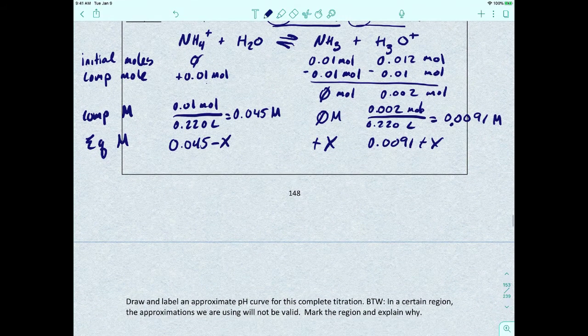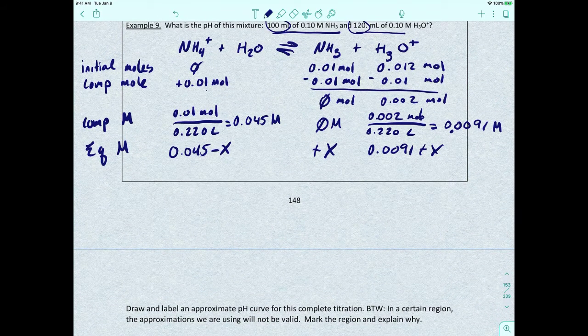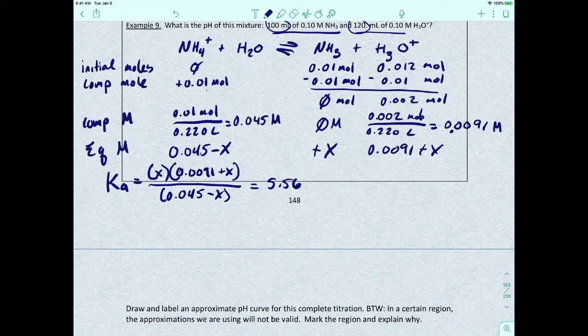All right, so if we set up our Ka expression, Ka would be equal to the concentration of NH3, which is going to be X this time, times the concentration of H3O plus, which is going to be 0.0091 plus X, divided by the concentration of NH4 plus, which is going to be 0.045 minus X, and that's equal to 5.56 times 10 to the minus 10, the same Ka that we've been using for this reaction.